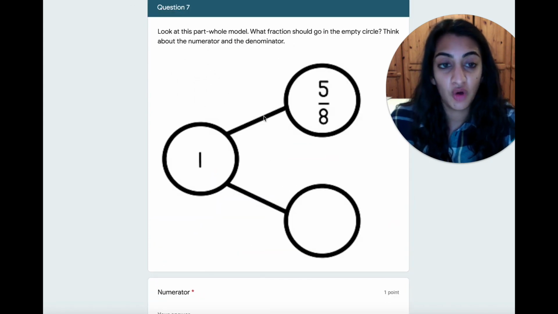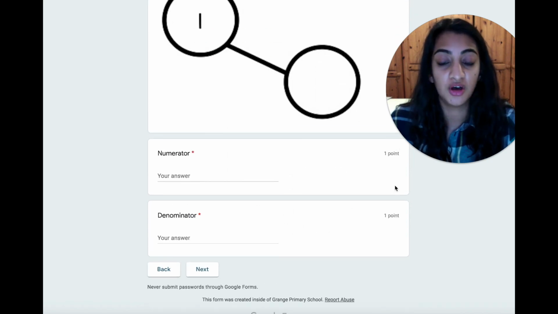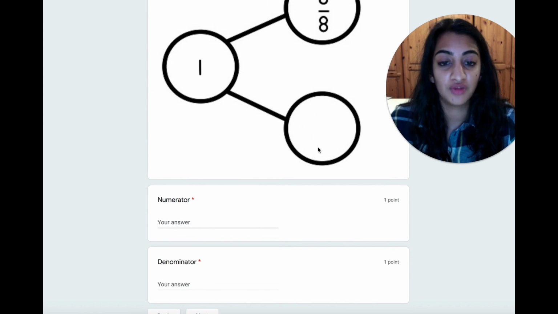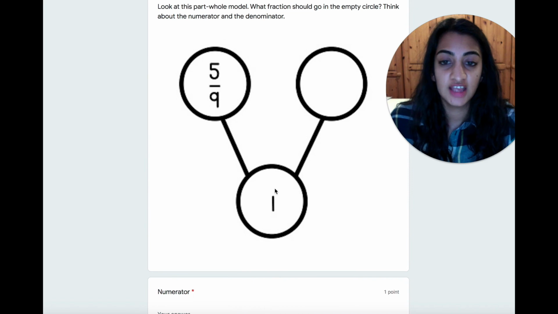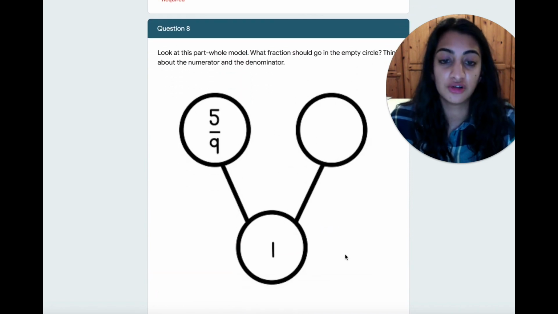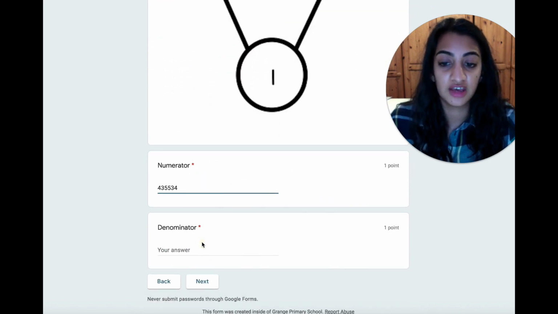There's another part-whole model. It looks a bit different, but I'm sure you can still figure out which is the whole and which are the parts. Same thing, think about what the fraction should be, then put in your numerator and your denominator. And another one with a part-whole model. So lots of practice of part-whole models here.